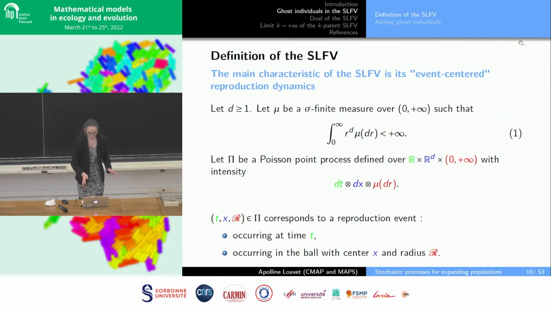So the main characteristic of this process is that, contrary to many other population genetics models where you have a reproduction dynamics which is kind of individual-centered, you explain how each individual reproduces, potentially given who is around, here instead we have a reproduction dynamics which is kind of reproduction event-centered. So we have an underlying Poisson point process, which is giving reproduction events which occur in specific areas whose characteristics are given by the Poisson point process.